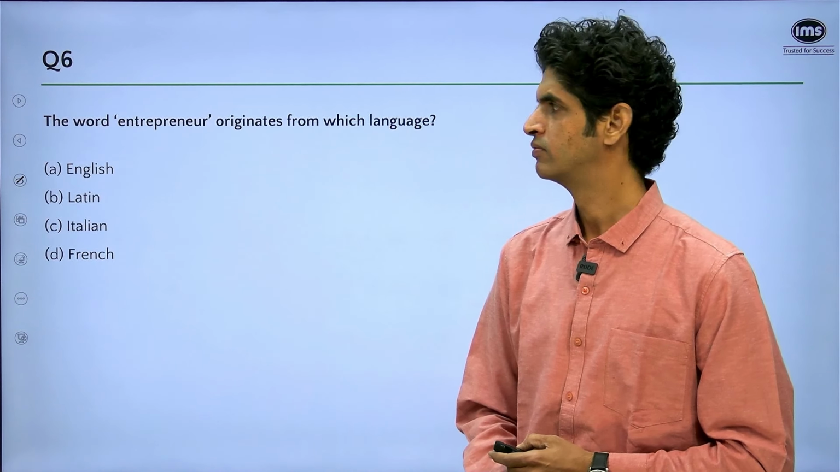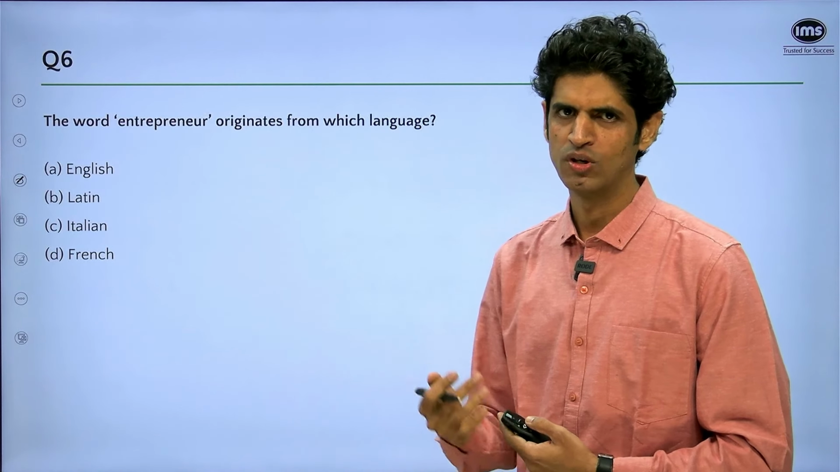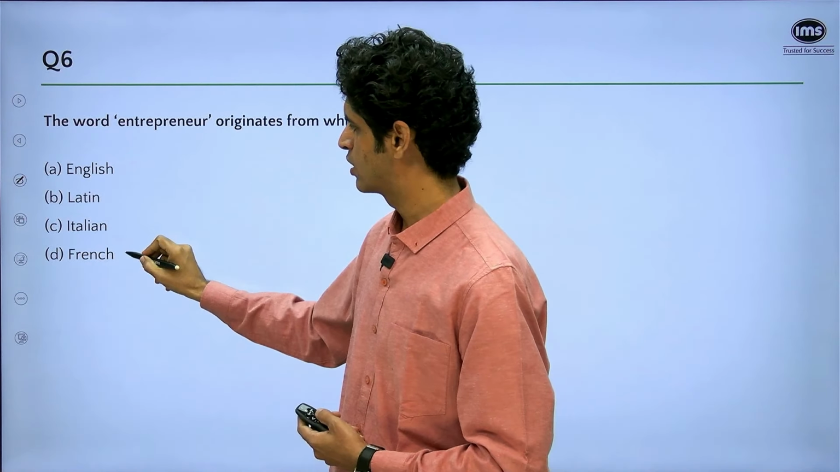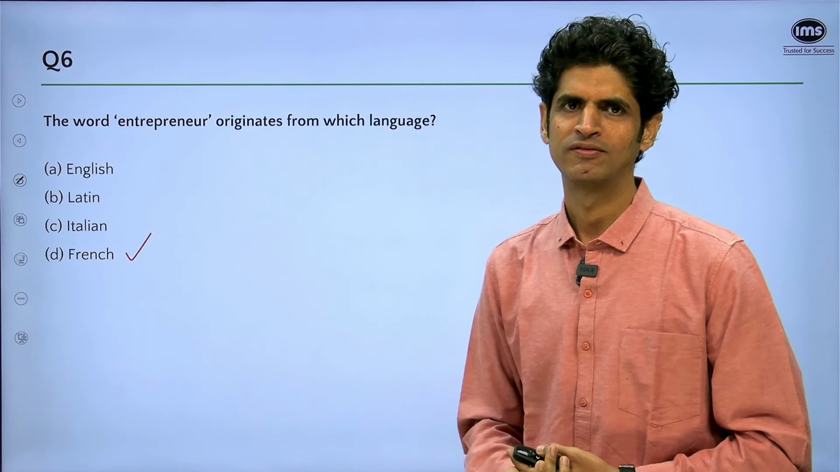The next question. The word entrepreneur comes from the language, and this is not too difficult to pick. If you read about entrepreneurship, the very definition, the etymology of it should have told you that this is a word that comes from the French language, right? The next question.